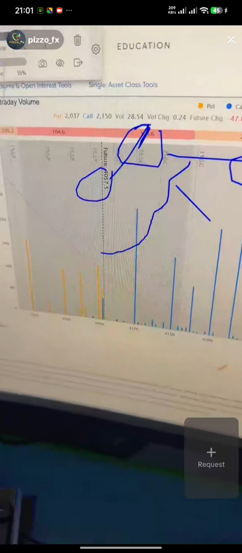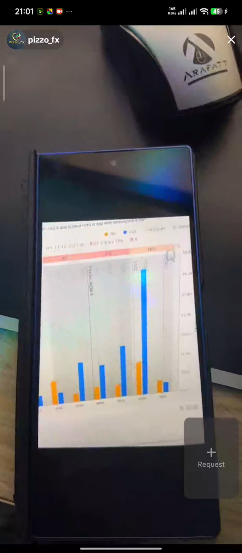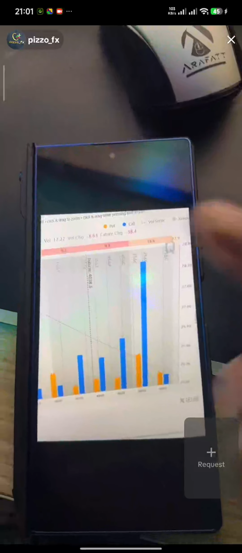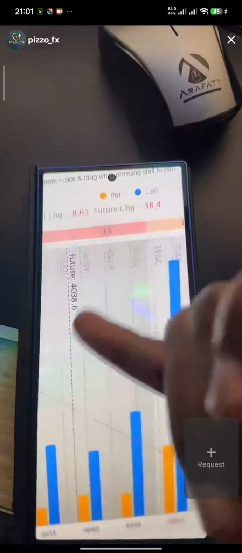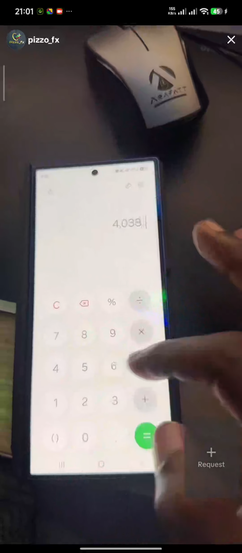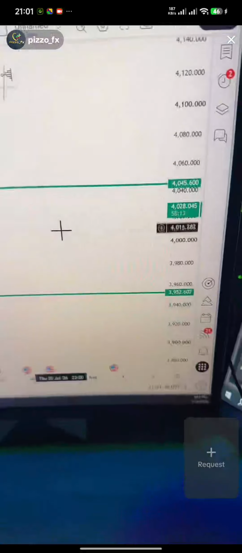Let me see if I took a picture. Guys, I want you to take a look at this zone here. I don't know if it's focusing. My zone was 4038.6. You can see the future spot was 4038.6, and the zone was 9.3. So all I had to do is add 4038.6 and 9.3. That's what I needed to do. I told you trading is all about math, not fair value gaps. 38.6 plus 9.3, you see what it was giving me? 47.9. And that's why I marked that exact zone. 40.47, 4038.6 plus 9.3.